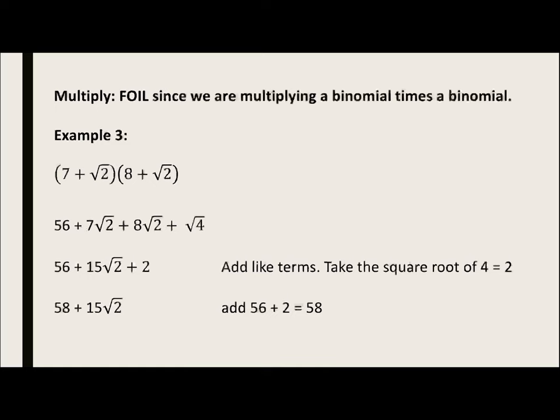The O and the I in the middle are like terms. 7 square roots of 2 plus 8 square roots of 2 are 15 square roots of 2. At the end there, the square root of 4 equals 2. Now we can add the 56 plus 2 equals 58. 58 plus 15 square root of 2. Don't add any more. They're not like terms.